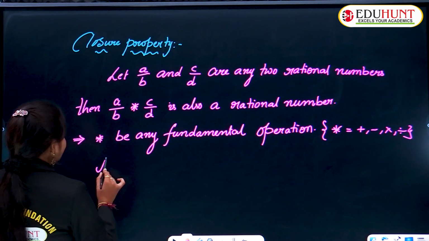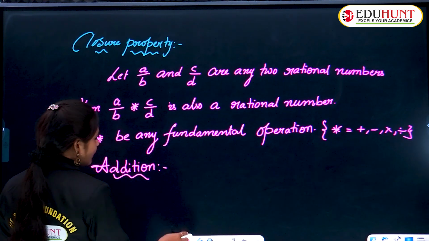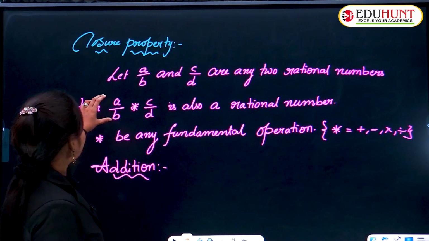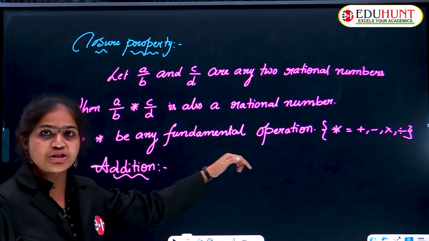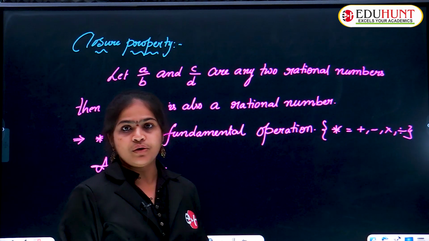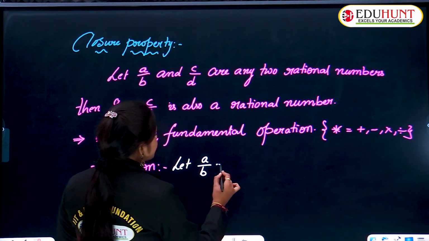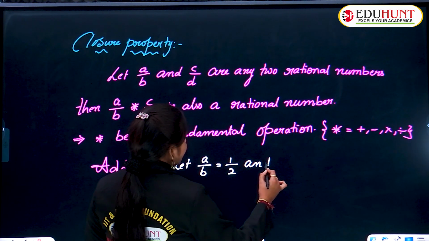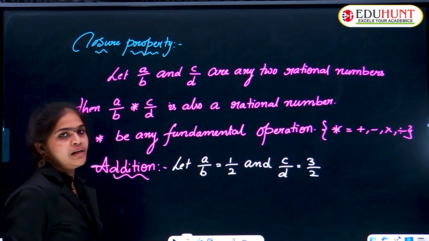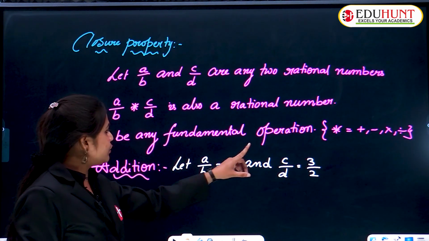Okay, so first under addition, see: let a by b and c by d be any two rational numbers, and a by b star c by d is also a rational number. Then only we can say that rational numbers are closed under addition. Once again see here, let a by b equal 1 by 2 and c by d equal 3 by 2. Let these be the two rational numbers I have taken here.